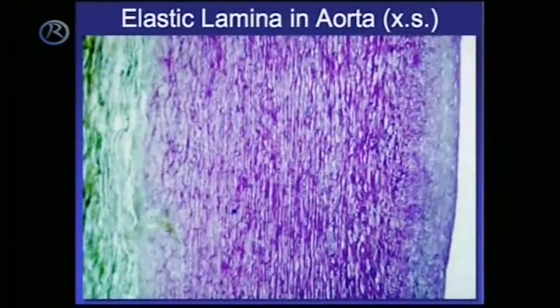If we stain for elastic fibers, there's a special stain that makes them show up. They're showing up in blue, lots of elastic laminae and fibers that are in the aortic wall. This is the adventitia out here, just some connective tissue on the outside of the aorta.